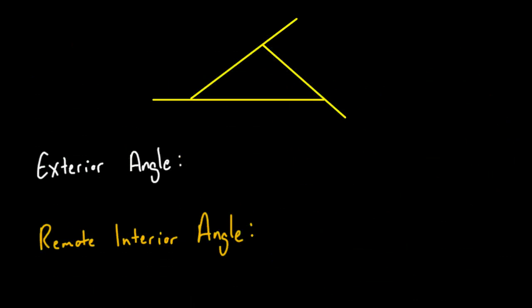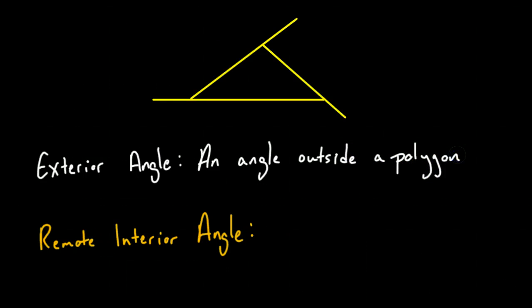Alright, so now we're going to talk about exterior angles and remote interior angles. Exterior angles are any angle that's outside a polygon. A polygon just means a many-sided shape. So you've got an angle out here, an angle out here, and an angle out here. Those are all examples of exterior angles. It's basically if you extended the sides of a shape, which angles would they form?